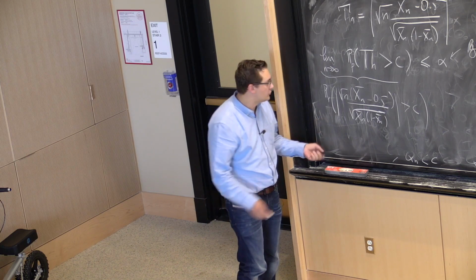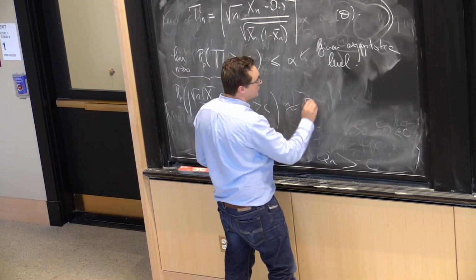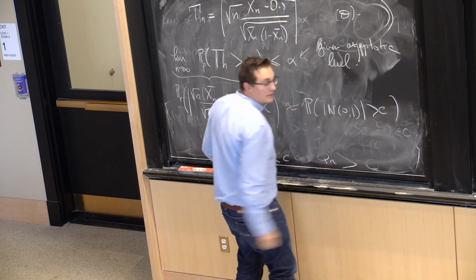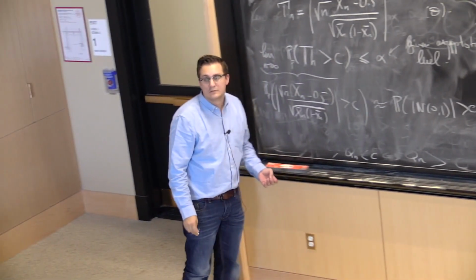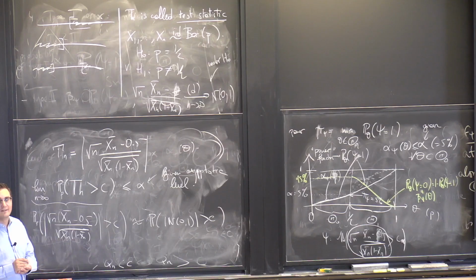So you're saying that as n becomes large enough, this should be the probability that the absolute value of an N(0,1) exceeds c, right? So I claim that this is not correct. Can somebody tell me why? Even in the limit, it's not correct.